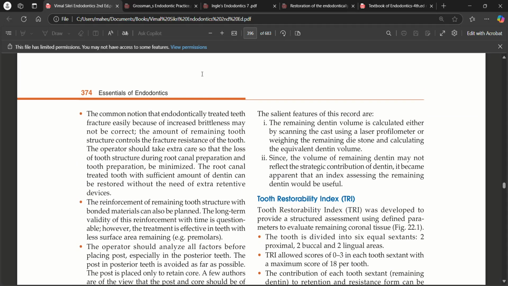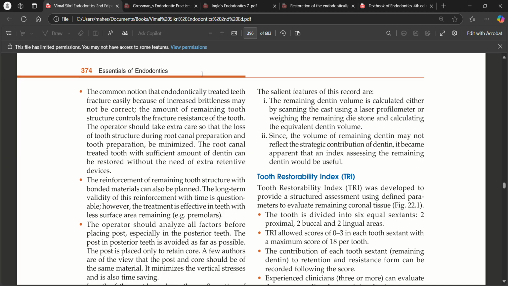The salient features of this record are: the remaining dentin volume is calculated either by scanning the cast using a laser profilometer or weighing the remaining die stone and calculating the equivalent dentin volume. Since the volume of remaining dentin may not reflect the strategic contribution of dentin, it became apparent that an index assessing the remaining dentin would be useful.